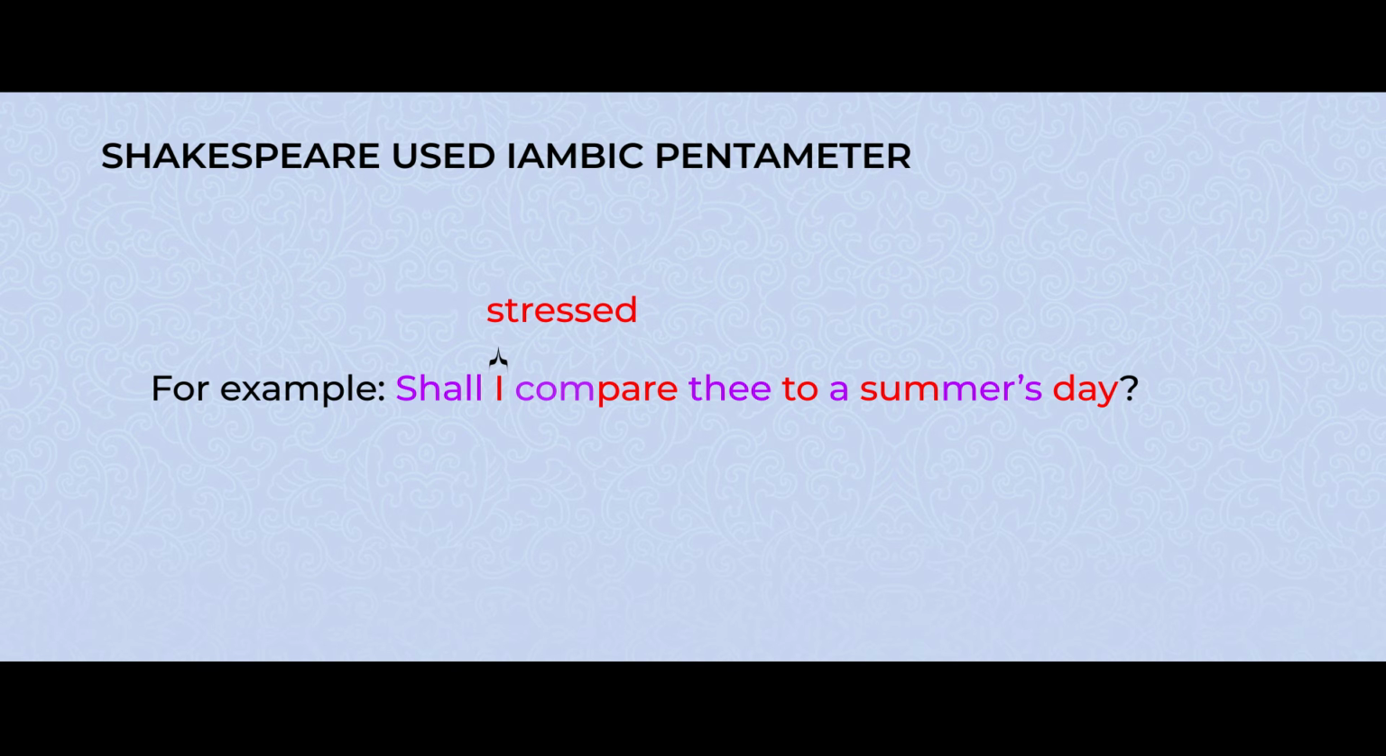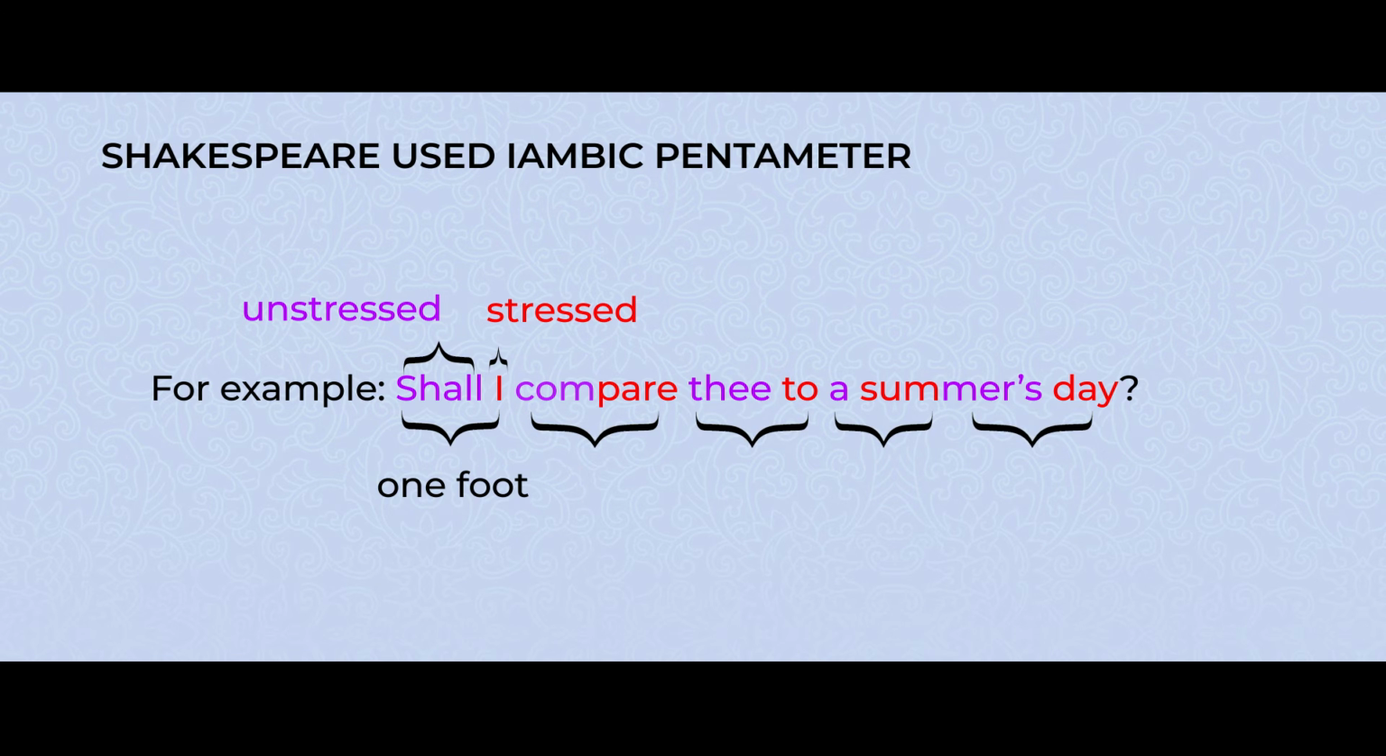A set of a stressed syllable and an unstressed syllable makes 1 foot. When we have more than 1 foot, we call it feet. This line has 5 such sets, so we can say this line has 5 feet. Hence, it is a pentameter. And we already know that a metrical foot consisting of an unstressed syllable followed by a stressed syllable is called an iamb. This line is an example of iambic pentameter. The stressed syllables are highlighted in red color, while the unstressed syllables are highlighted in purple color.